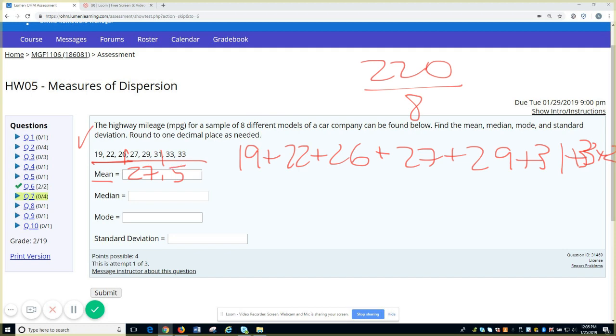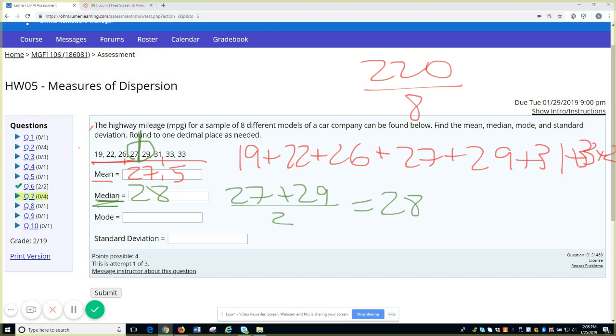All right, the median. We've already checked to see that the data are ordered from least to greatest, and because there are 8 values in the data set, for the median we're going to have to average the 2 numbers in the middle. So the 4th value and the 5th value will need to be averaged together. That's the process for finding the median when you have an even number of values. 27 plus 29 divided by 2 is 28.